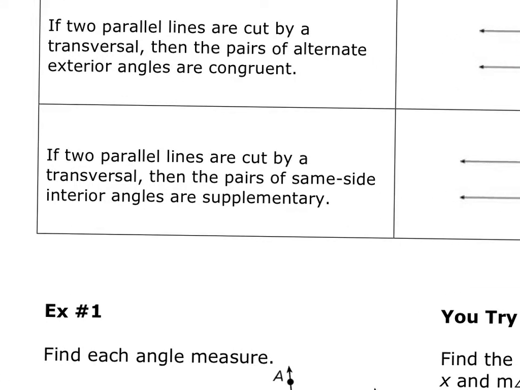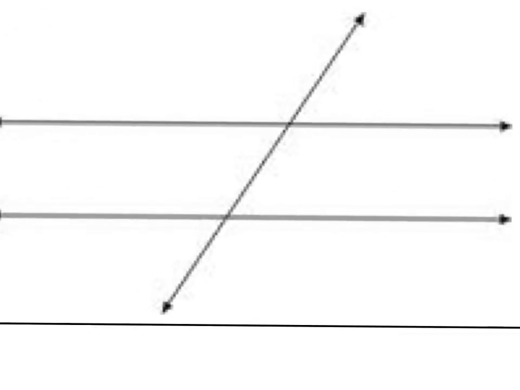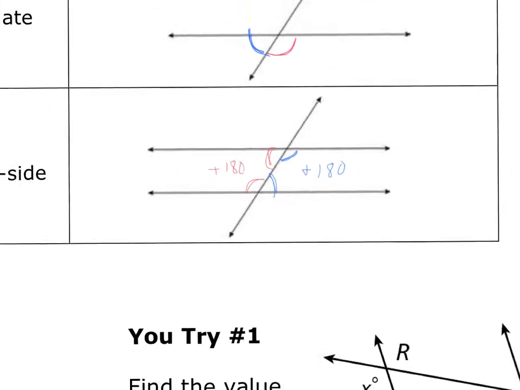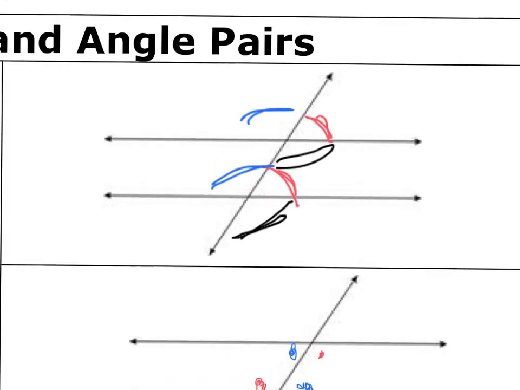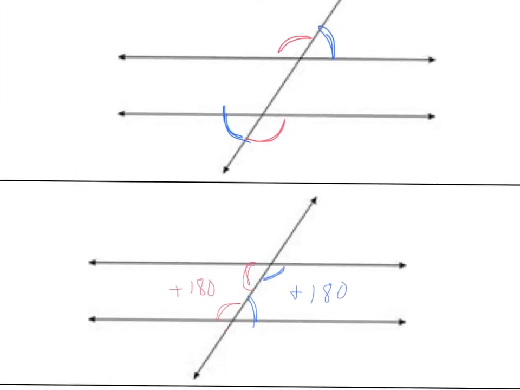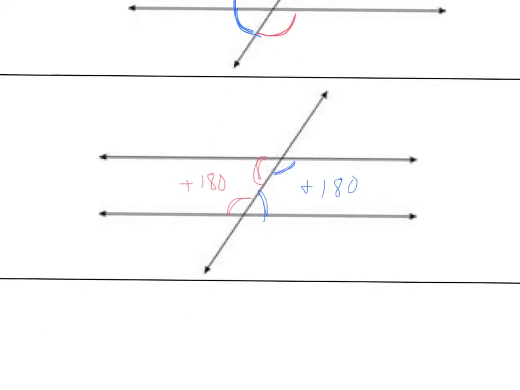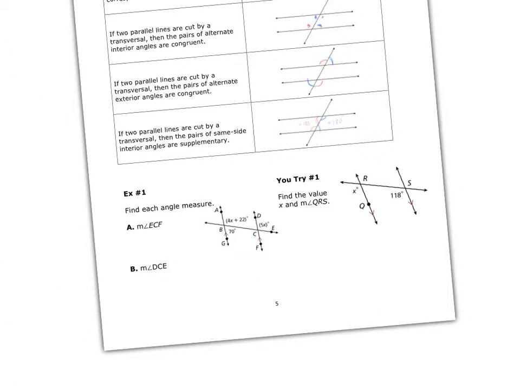Your last one: if two parallel lines are cut by a transversal, then the pairs of same side interior angles are supplementary. So same side interior, here and here, those would add up to 180, and here would add up to 180. So all the different terms you've learned so far are either equal to each other, like these first three, or same side interior, where those two angles add up to 180 degrees. Those are just a few things that you need to memorize.